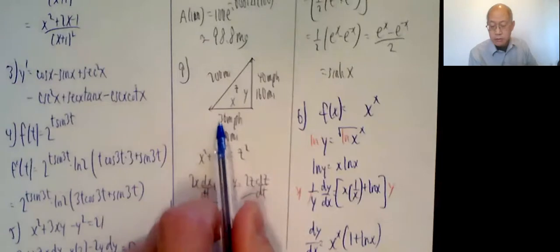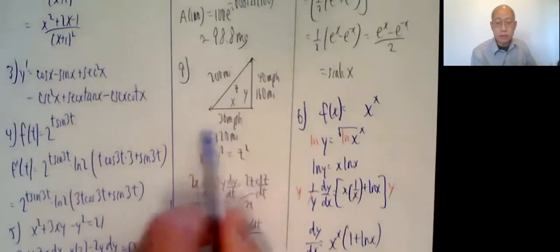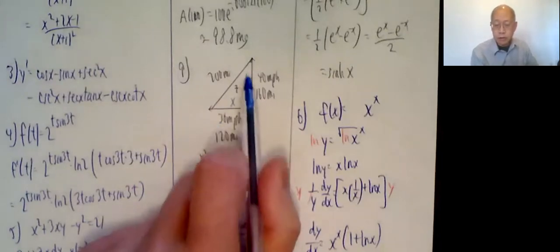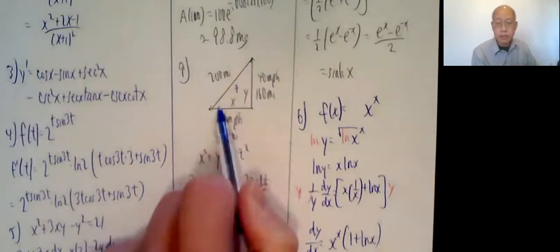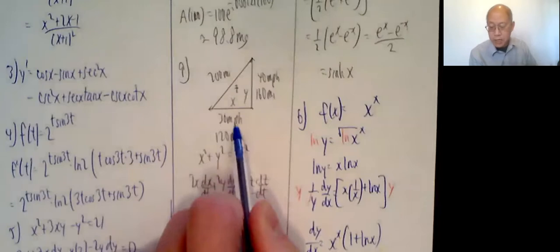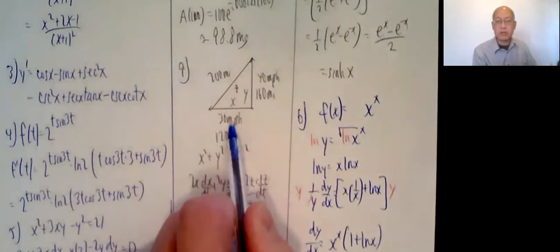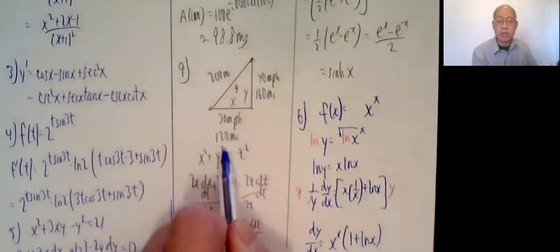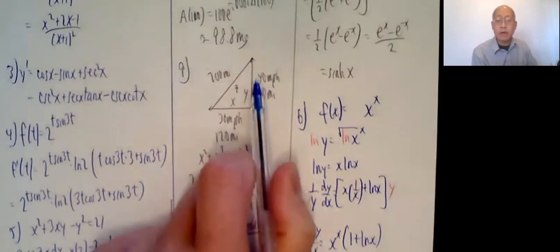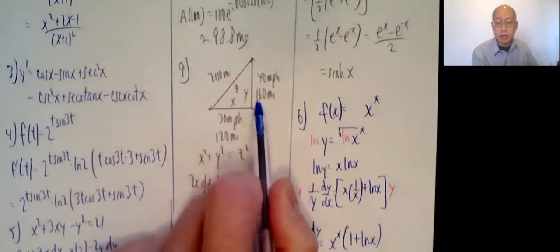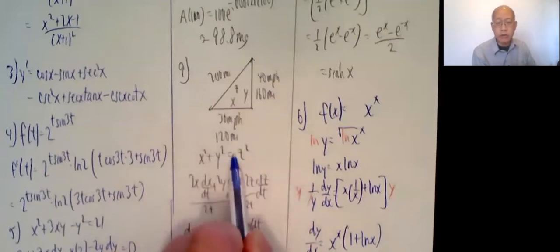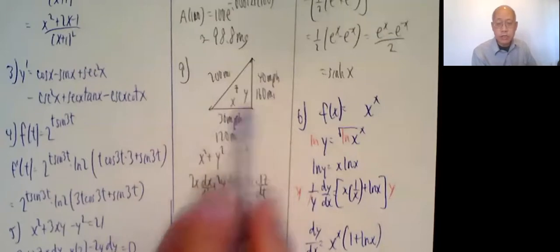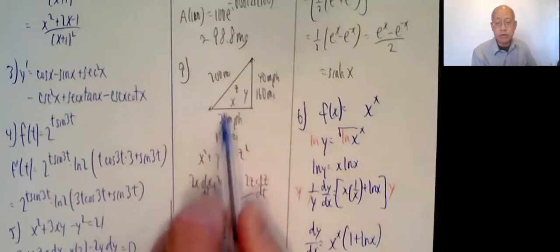Number 9, you have one car going west 30 miles an hour. The other goes north at 40 miles an hour. I call that x, I call that y. Here's the hypotenuse. And let's see, after 4 hours, so 4 hours at 30 miles an hour means 120 miles. 4 hours at 40 miles an hour is 160 miles. Okay, you can do your x squared plus y squared equals z squared to find the hypotenuse. 120 squared plus 160 squared is equal to z squared. That comes out to be 200.